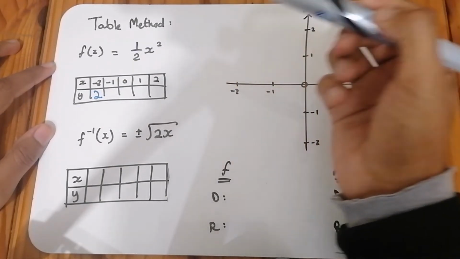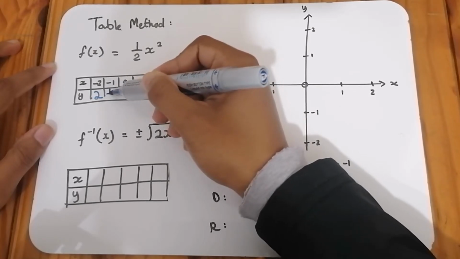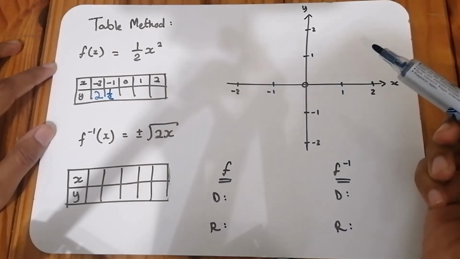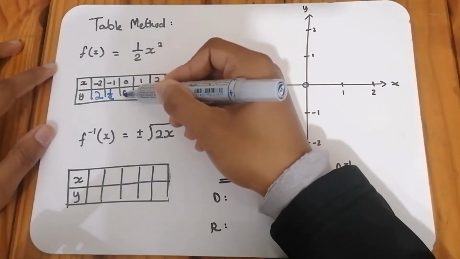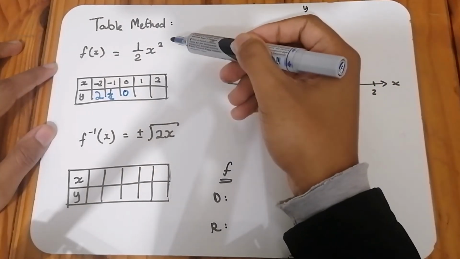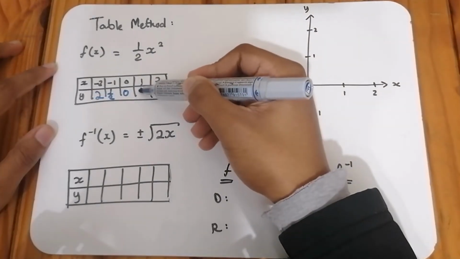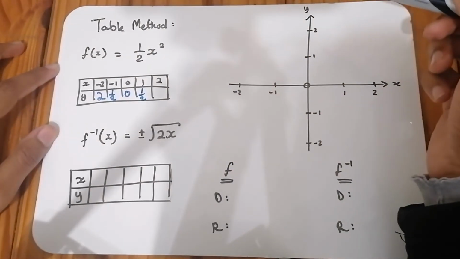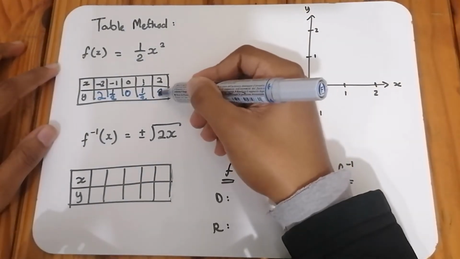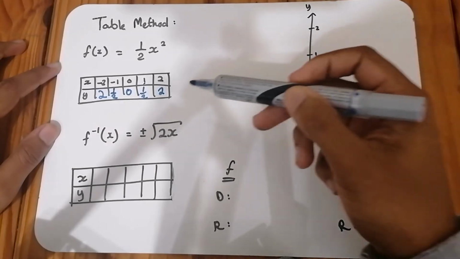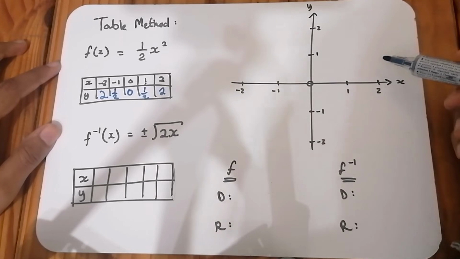-1 squared times a half is 1 times a half, which is just a half. And then 0 squared is 0. 0 times a half is still 0. Again, 1 squared is 1, multiplied by a half, it's also just a half. And then 2 squared is 4. 4 times a half is 2. Okay, let's first plot these points on our Cartesian plane, and then we draw the graph.